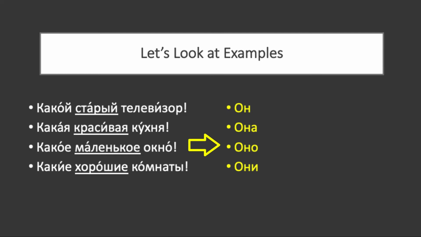If we look at the column on the right, we can see that it represents the genders of nouns in these short phrases by using pronouns: он for masculine, она for feminine, оно for neuter, and они for plural. Notice that the adjectives preceding these nouns all have different endings, depending on the gender and number of the noun.